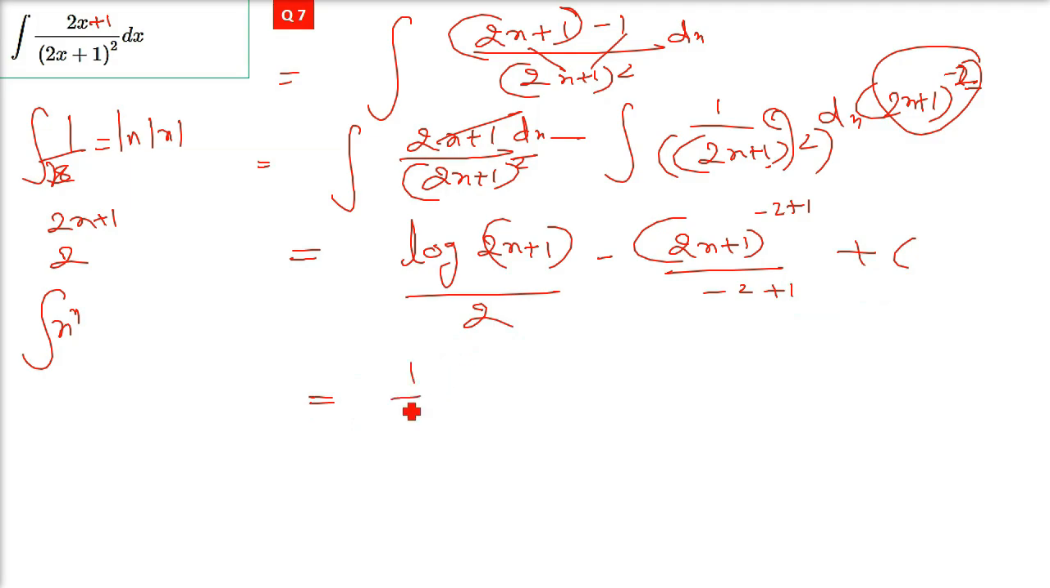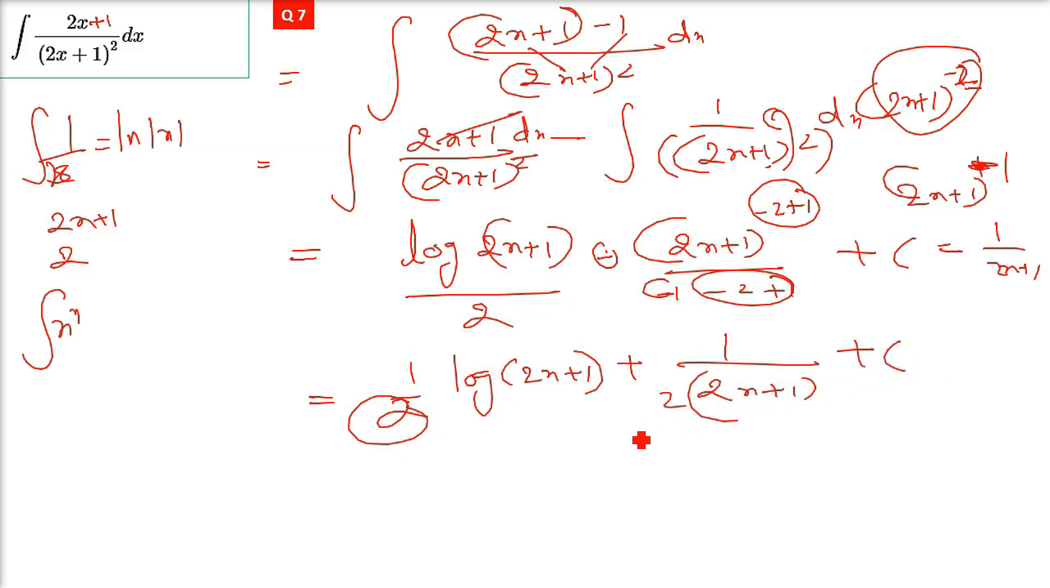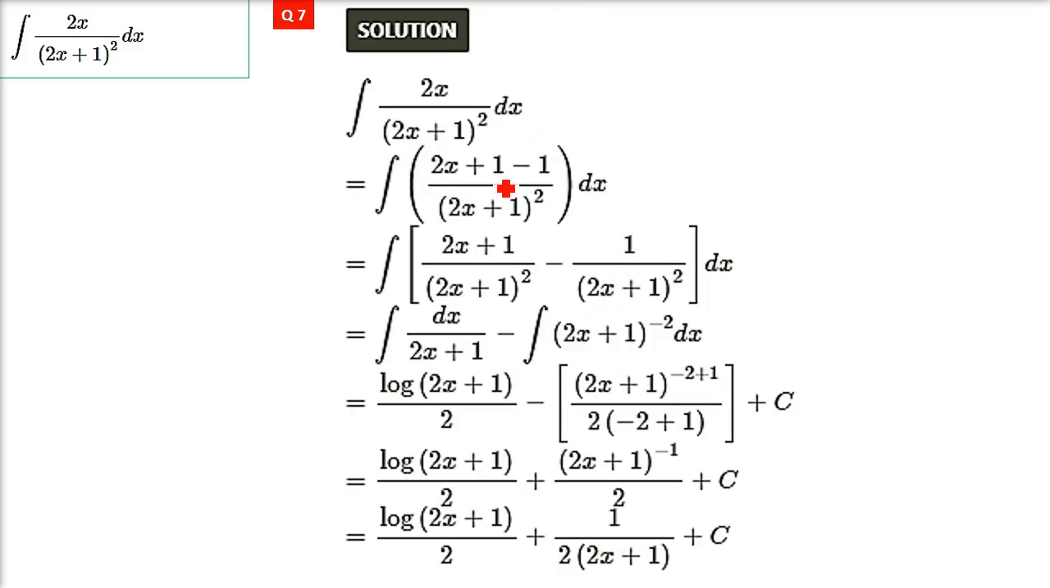So you have half log of 2x plus 1. And minus 2 plus 1 is negative 1, negative multiplied by negative, plus it will be. So this negative 2 plus 1 is negative 1, so 1 by 2x plus 1 it will be. Minus 1, because the power goes in the denominator, it will be plus 1. So 2x plus 1 only will be there, along with the constant of integration. We are doing the integration of 2x plus 1, so you have to take the differentiation of 2x plus 1, which is 2, and keep it in the denominator. Don't forget about that. This is your final result.